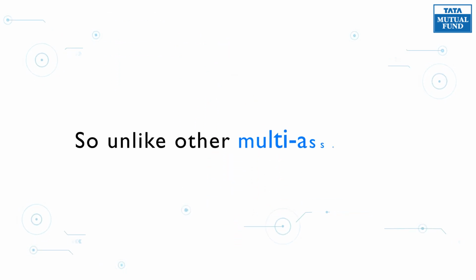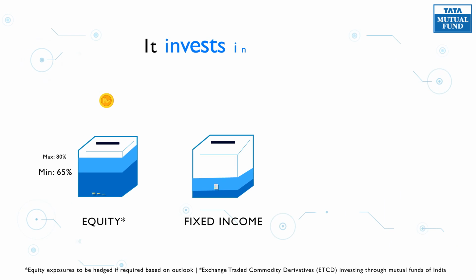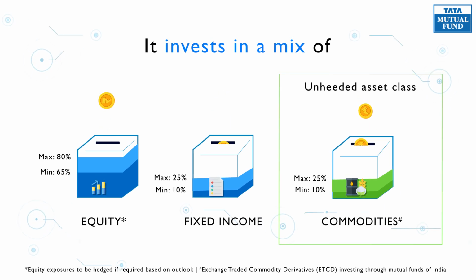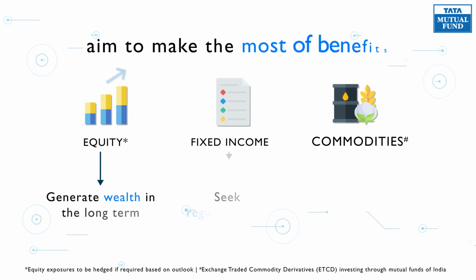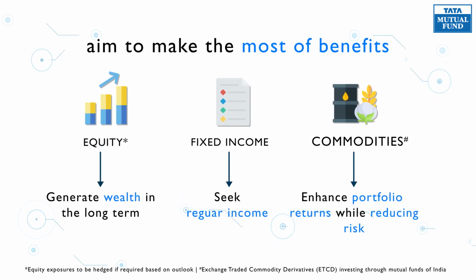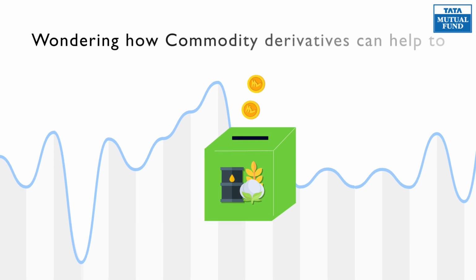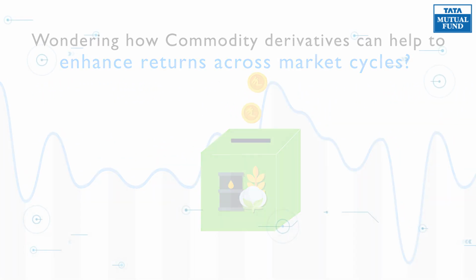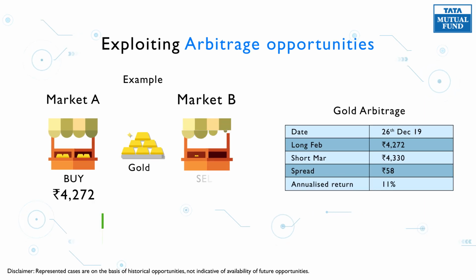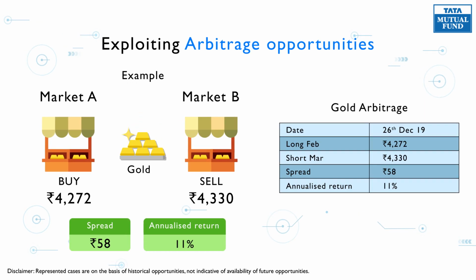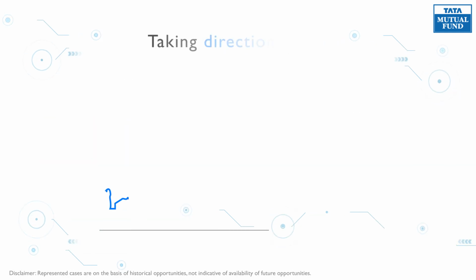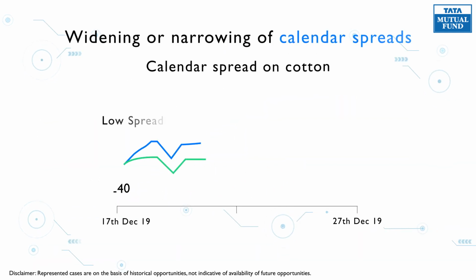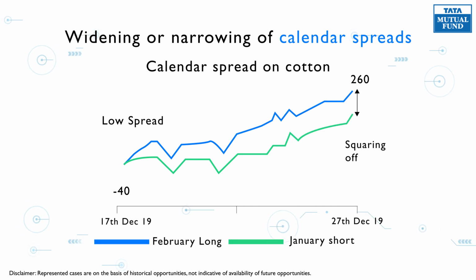So, unlike other multi-asset funds, it invests in a mix of equity and fixed income along with an unheeded asset class, commodities, with an aim to make the most of benefits offered by them. Wondering how commodity derivatives can help to enhance returns across market cycles? It does so by exploiting arbitrage opportunities and locking profit between two contracts, taking directional calls to benefit from price increase, and widening or narrowing of calendar spreads.